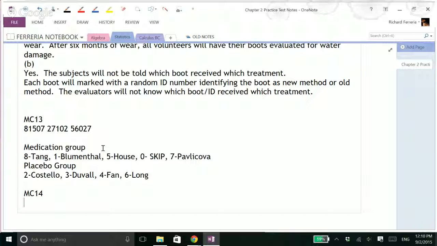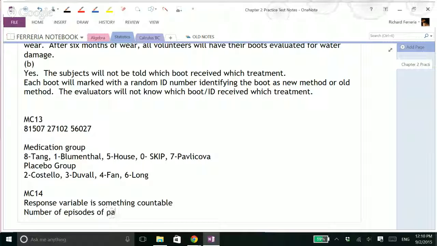What was the response variable? What are we measuring? Pain they experience. You got to think about this. It's got to be something that you're counting. What are you counting? The number of episodes of pain. We're going to do our math on numbers, right? So it's got to be something countable. So our response variable here will be the number of episodes of pain.